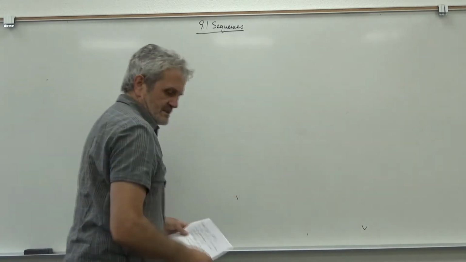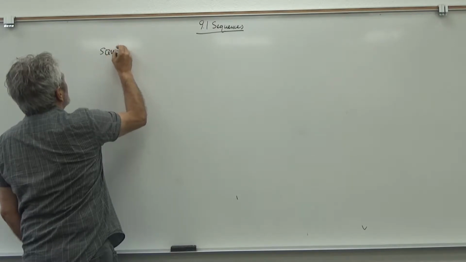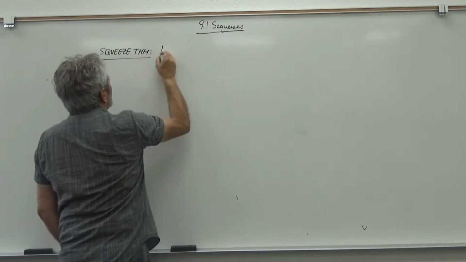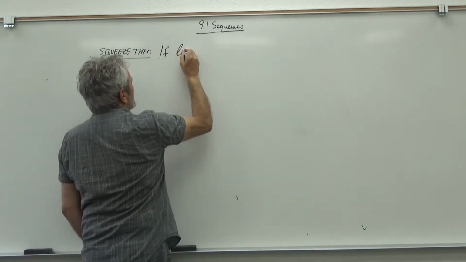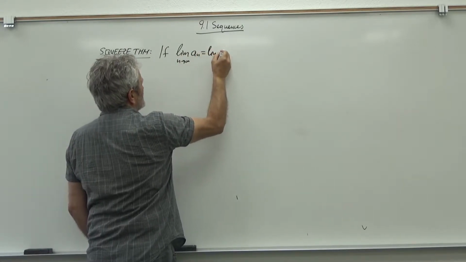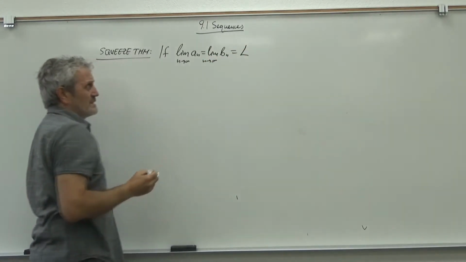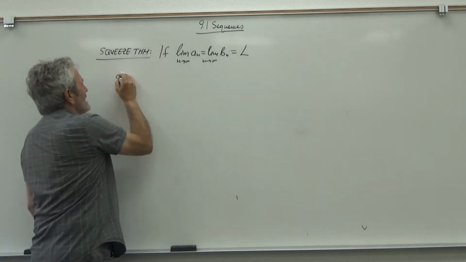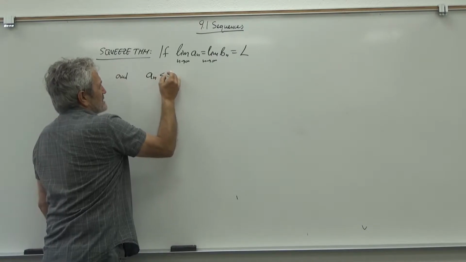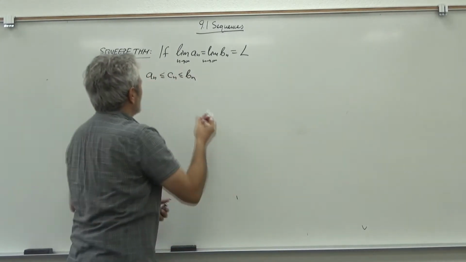So squeeze theorem says if limit of a_n when n goes to infinity equals limit of b_n when n goes to infinity equals L. So two sequences have the same limits, and a_n is less than or equal to c_n less than or equal to b_n. So our sequence c_n is between them, and that's where it's squeezed.